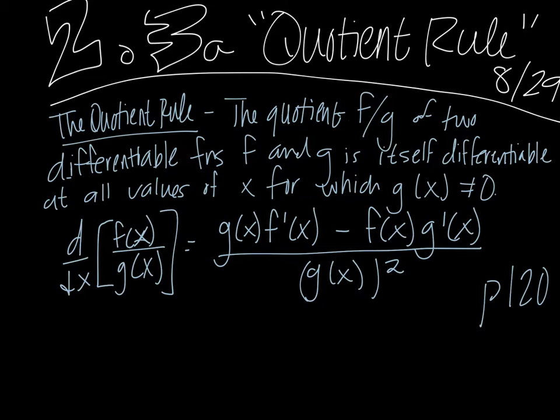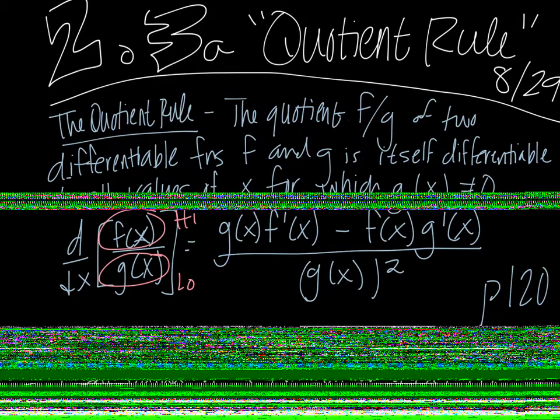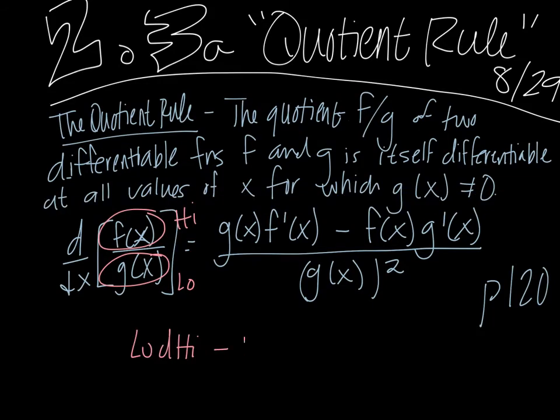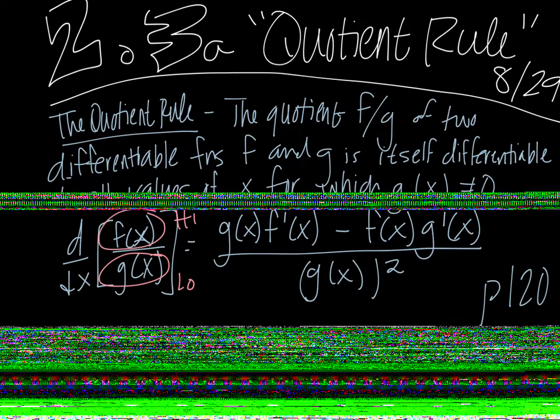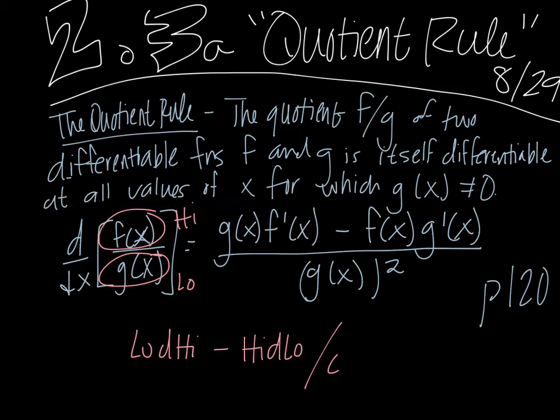So there's kind of a silly way to remember this. Maybe it'll help. I don't know. Let's call f of x high and let's call g of x low. So that means that the quotient rule is low d high minus high d low all over low low.